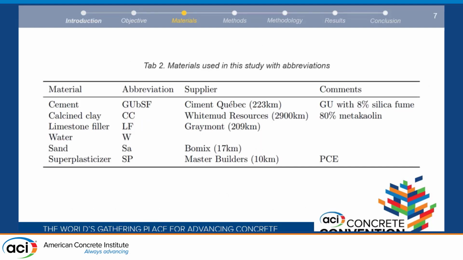As such, the materials we use are general use cement with 8% silica fume. We also use calcined clay with 80% metakaolin. We use limestone filler and sand with a maximum particle size of 2.5 millimeters. And we use a polycarboxylate ether-based superplasticizer.